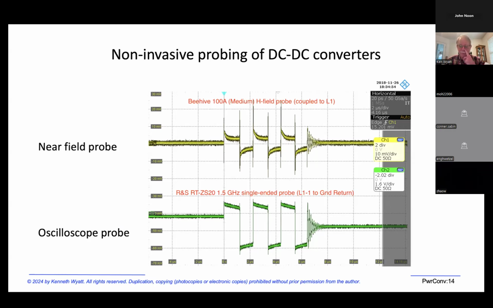And these beehive probes that I like to use are pretty high bandwidth. The medium one that I showed you a few minutes ago has a bandwidth over a gigahertz, so you're not going to lose rise time information, for example. This just demonstrates that the near field probe coupled to the inductor is a valid measurement technique and a whole lot safer.